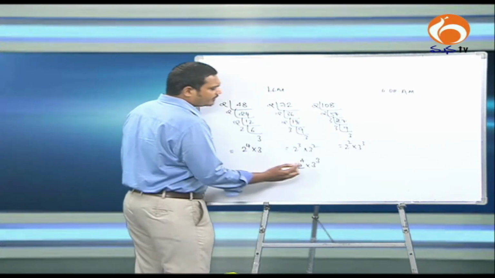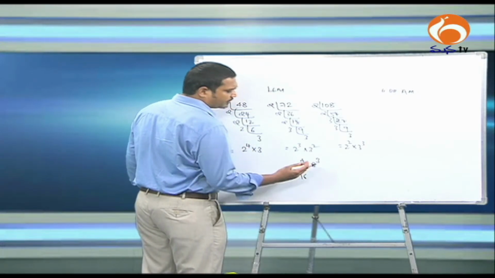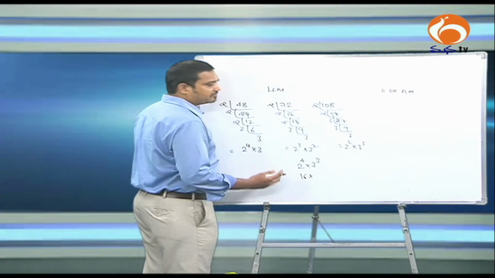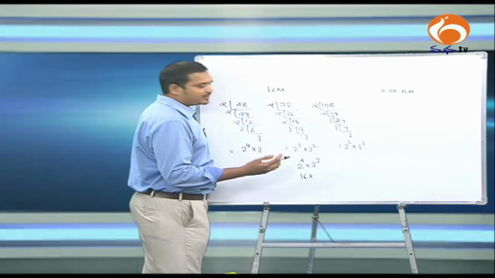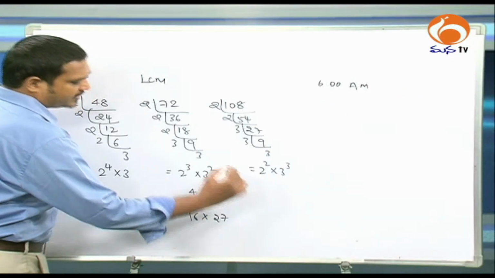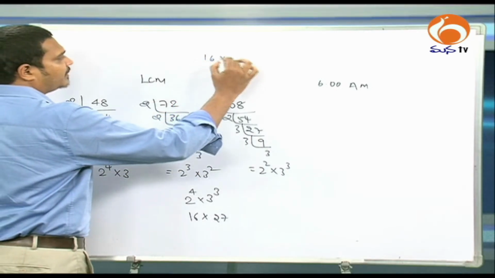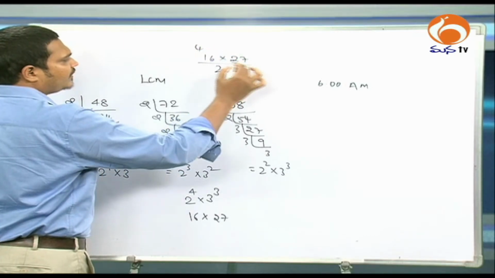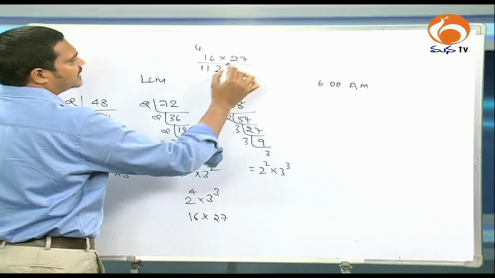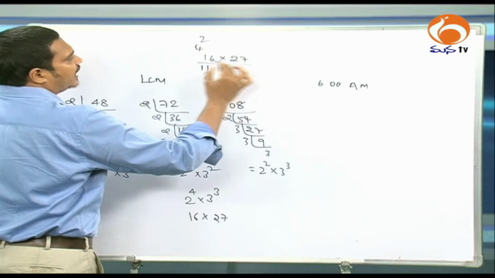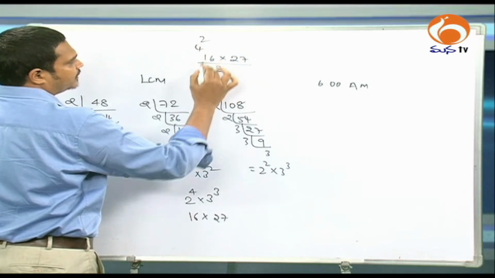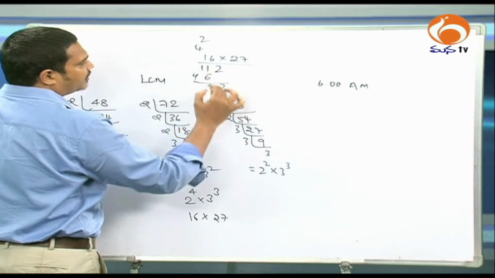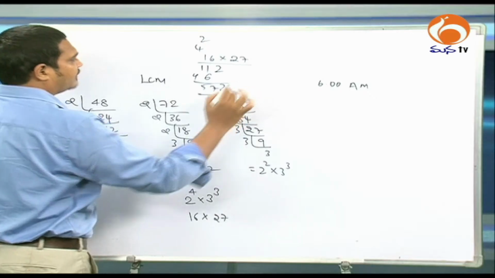Now 2 power 4 is 2 2s are 4, 4 2s are 8, 8 2s are 16, and 3 power 3 is so simple. 3 3s are 9, and 9 3s are 27. 16 into 27. So just a small multiplication, 16 into 27. 7 6s are 42, 7 1s are 7, it's 11. Now 2 6s are 12, and 2 1s are 2, plus 2, it's like 4.